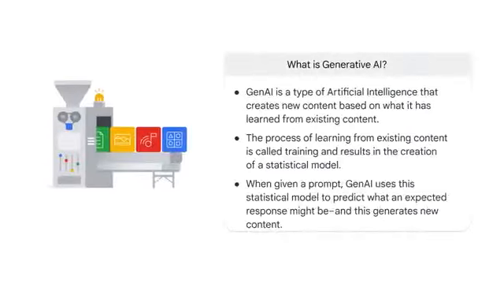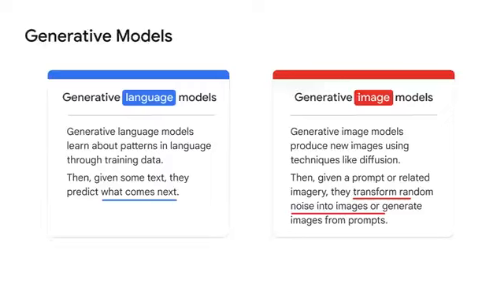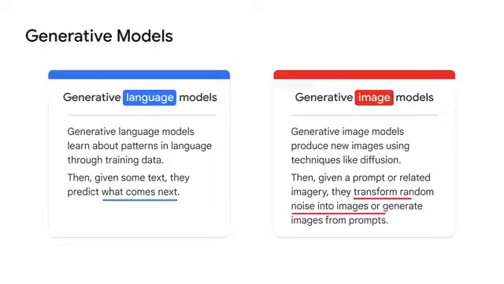Now we come to our formal definition. What is generative AI? Gen AI is a type of artificial intelligence that creates new content based on what it has learned from existing content. The process of learning from existing content is called training and results in the creation of a statistical model. When given a prompt, Gen AI uses the model to predict what an expected response might be, and this generates new content. Essentially, it learns the underlying structure of the data and can then generate new samples that are similar to the data it was trained on.